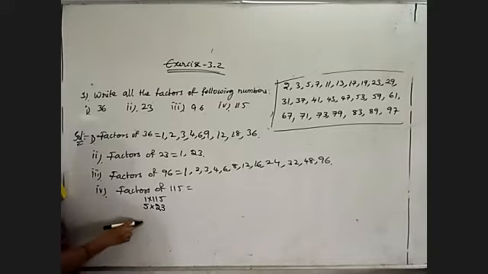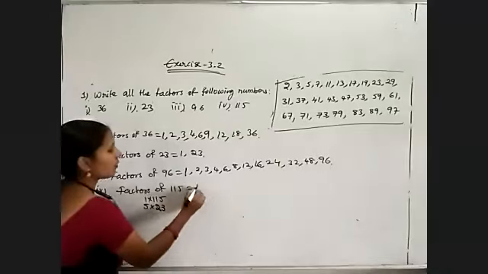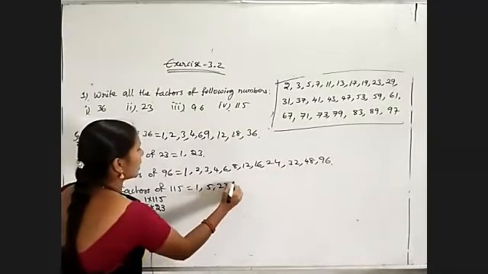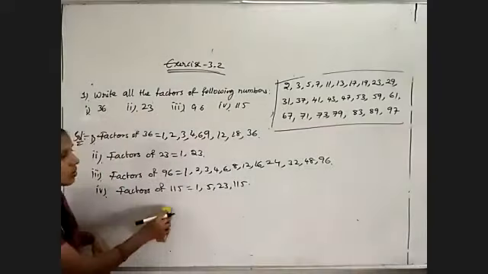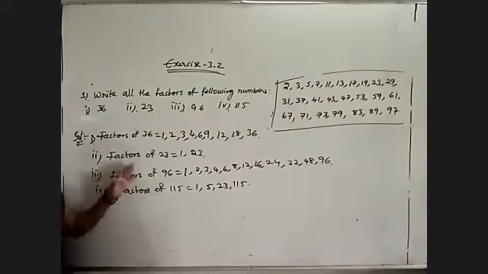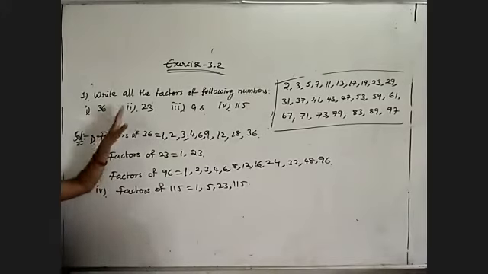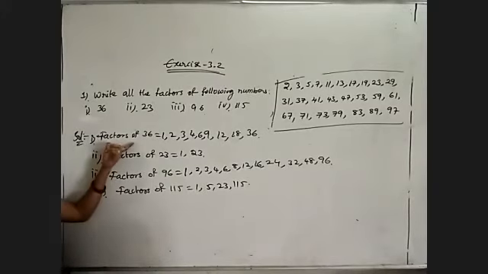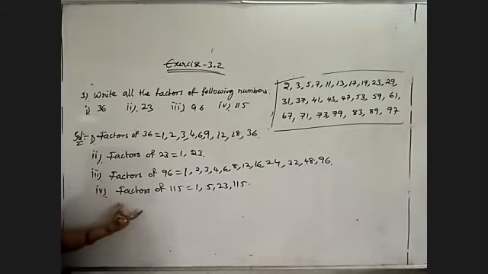And 6, no. 7, no. 9, no. 10, no. 11, 12, like that. Any number you check will not cancel in any table. So only 4 factors are there: 1, 5, 23 and 115. That's all. If you have any doubt, check. So these are the factors of the following numbers: factors of 36, 23, 96, 115. Now coming to the next question.